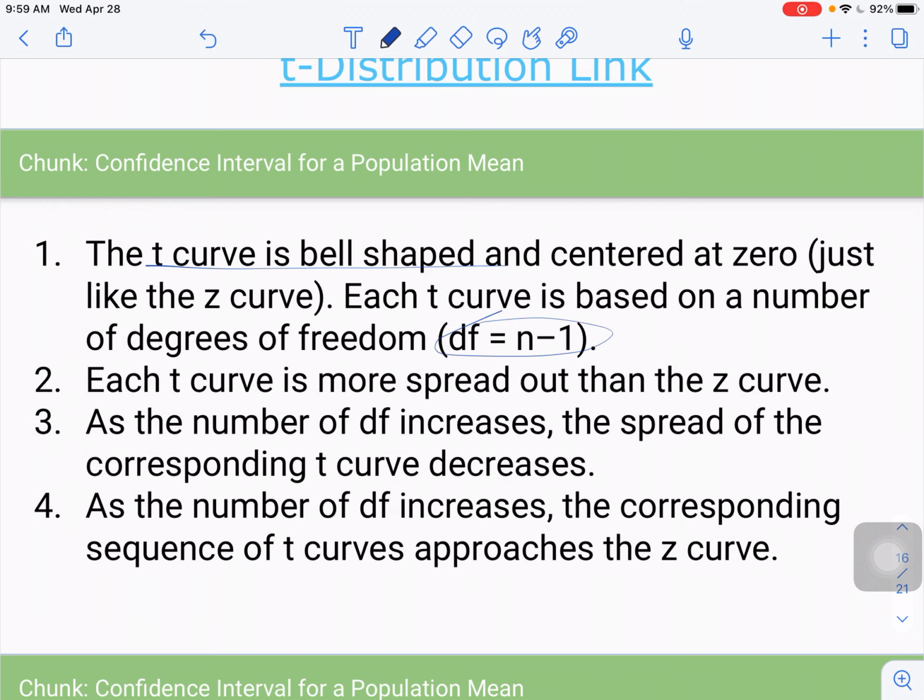Each T-curve is more spread out than the Z-curve, right? We also just saw that. As the number of degrees of freedom increases, the spread of the t-curve decreases. So as the df increases, we could see that it did get less spread out. And as the number of degrees of freedom increases, the corresponding sequence of t-curves approach the z-curve or the normal distribution. So we saw that as well. So just kind of a little bit of summary there.